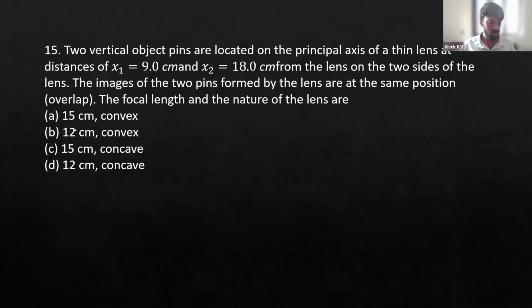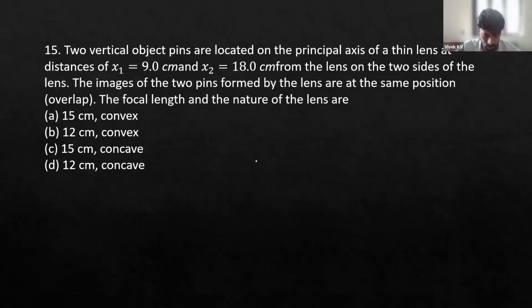So we have, this is a question of overlapping images for lenses. Okay, so we have two vertical object pins are located on the principal axis of a thin lens at a distance of x1. Like we have two objects at different distances located at 9 centimeter and 18 centimeter from the lens on the two side of the lens. Okay, so image of the two pins found by the lens are at the same position. So images are being overlapped. So what is the focal length and nature of the lens?